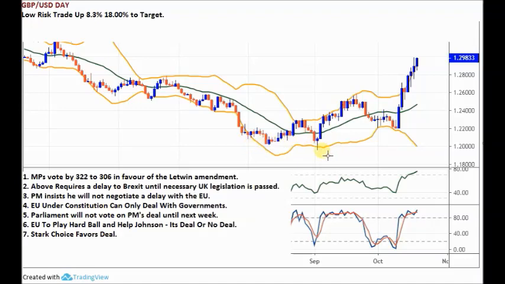We know that speculators are heavily short. They're anticipating a hard Brexit. Said at the time, the odds of a hard Brexit were very low. Speculators very short, smart money very long. You could trade off the 120 level.